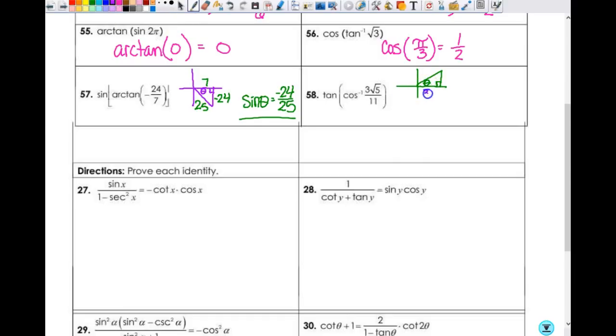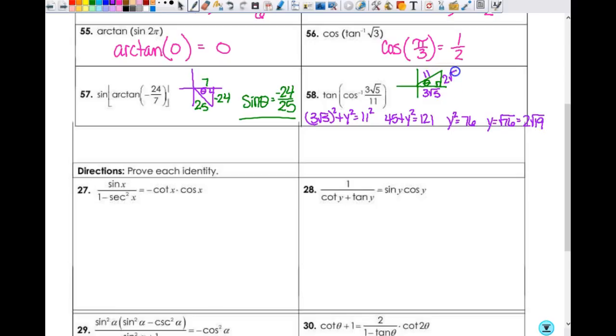Cosine is adjacent over hypotenuse, so this is 3 square root of 5 and 11 right here. So I need my y value. 3 square root of 5 squared plus y squared equals 11 squared. So that means I have 45 plus y squared equals 121. So y squared equals 76. Y equals the square root of 76, which is 2 times the square root of 19.